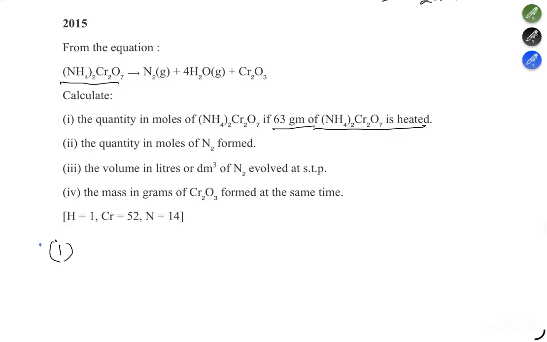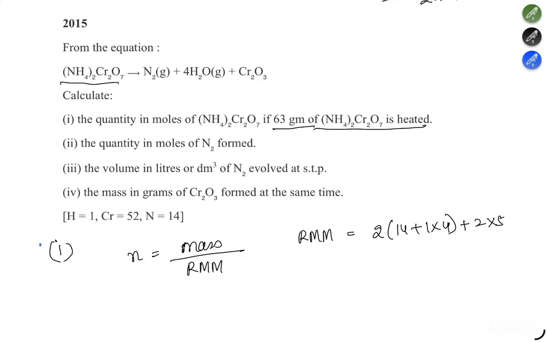The mass of the reactant, which is ammonium dichromate, is given, and we have to find out the moles. As you know, the formula of the moles is the mass of ammonium dichromate upon the RMM of ammonium dichromate. So we need to first calculate the RMM of ammonium dichromate, which is 2 times 14 plus 1 into 4 plus chromium mass 2 times 52 plus 7 times oxygen.